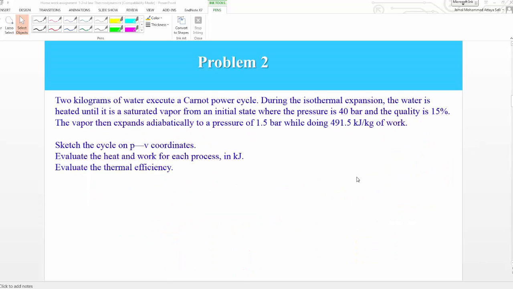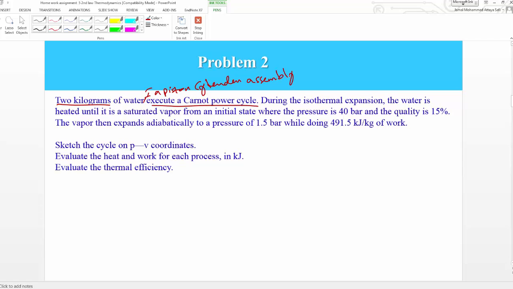Okay, now to problem number 2. Problem number 2 is telling me that I have 2 kilograms of water, and those 2 kilograms are executing a Carnot power cycle. Probably it should be 2 kilograms of water in a piston cylinder.